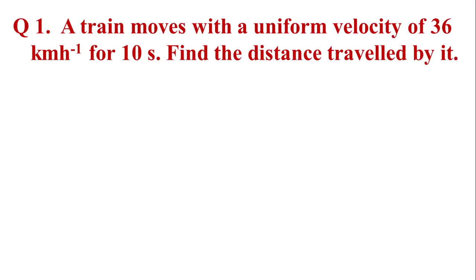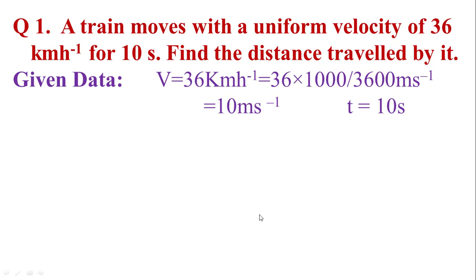In the first numerical, a train moves with a uniform velocity of 36 km per hour for 10 seconds. Find the distance traveled by it. Given data, v is equal to velocity is equal to 36 km per hour. 1 kilo is equal to 1000 and 1 hour is equal to 3600 seconds. So we have 36 multiplied by 1000 divided by 3600 meter per second. The final answer, velocity v is equal to 10 meter per second.